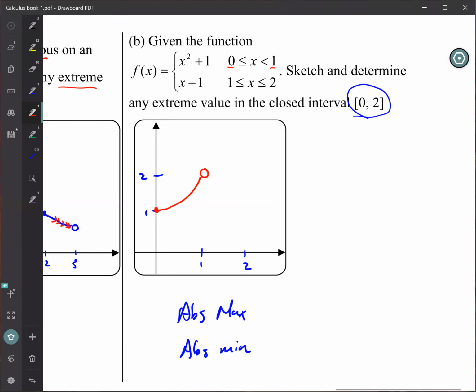Second piece, if we plug in 1, it will be 0. Plug in 2 will be 1. And we know this one is a straight line, right? And they both have closed. Okay, so if you have the extreme values, please raise your hand.